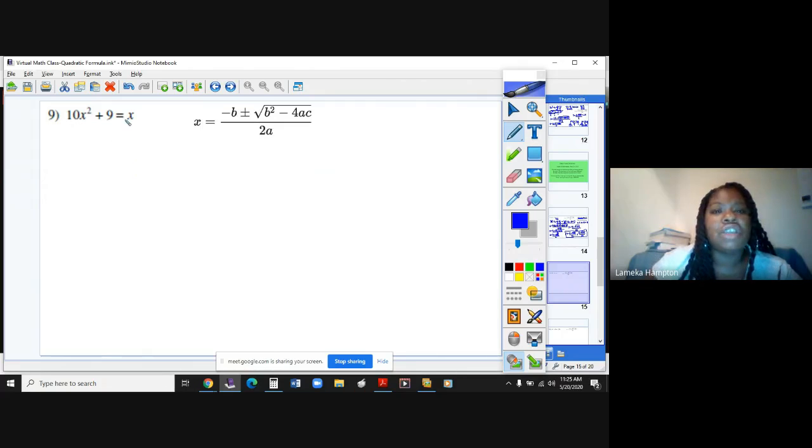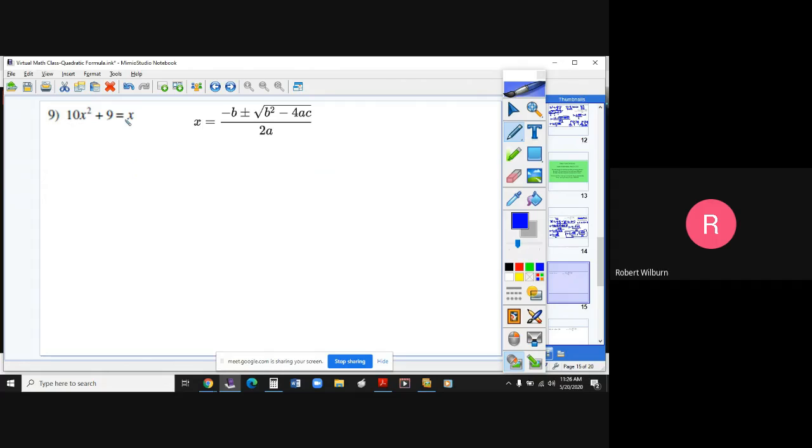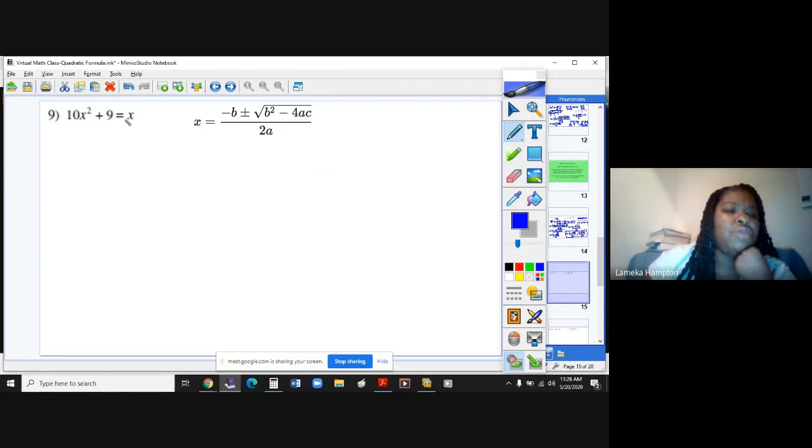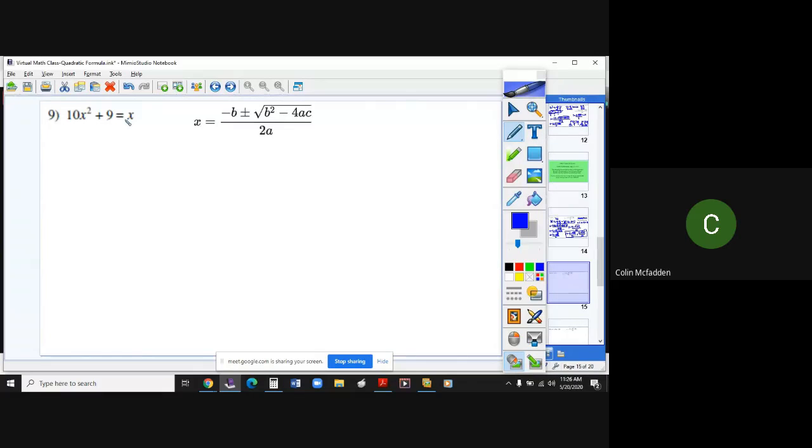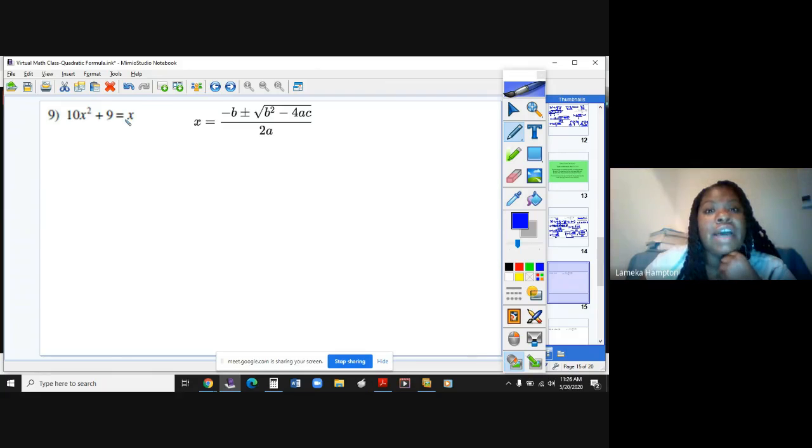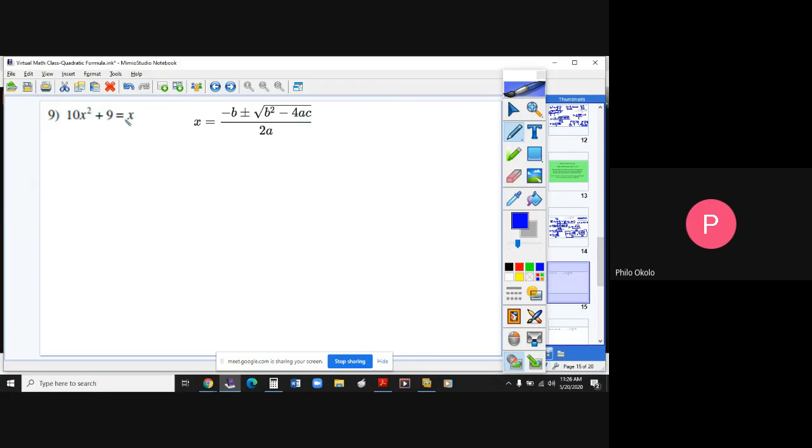So what do you think that I would have to move around in this particular problem? The 9. Okay. I can move 9. What else can I move? I just want to know what y'all think. The 9 and the X. What number are you on? We're on number 9. Okay. I think we move the X.